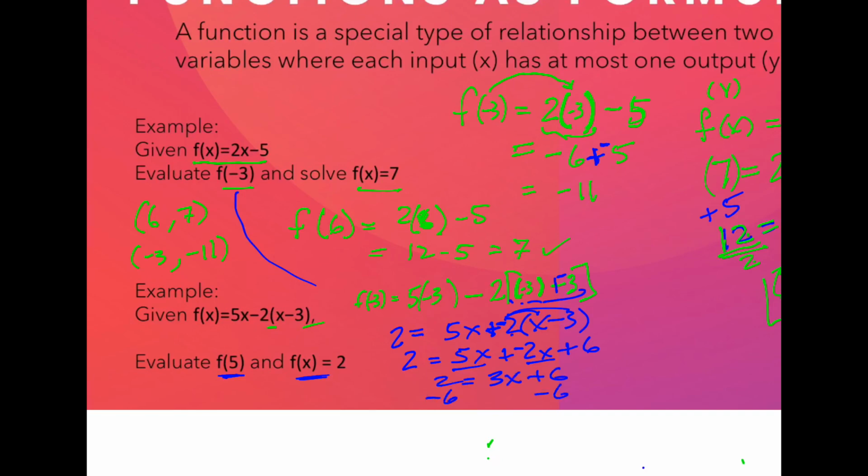Subtract 6 on both sides. That gives me negative 4 equals 3x. And now to solve for x, we divide both sides by 3. So we see that x is equal to negative 4/3. So an input of negative 4/3 gives me that output of 2 for that function.